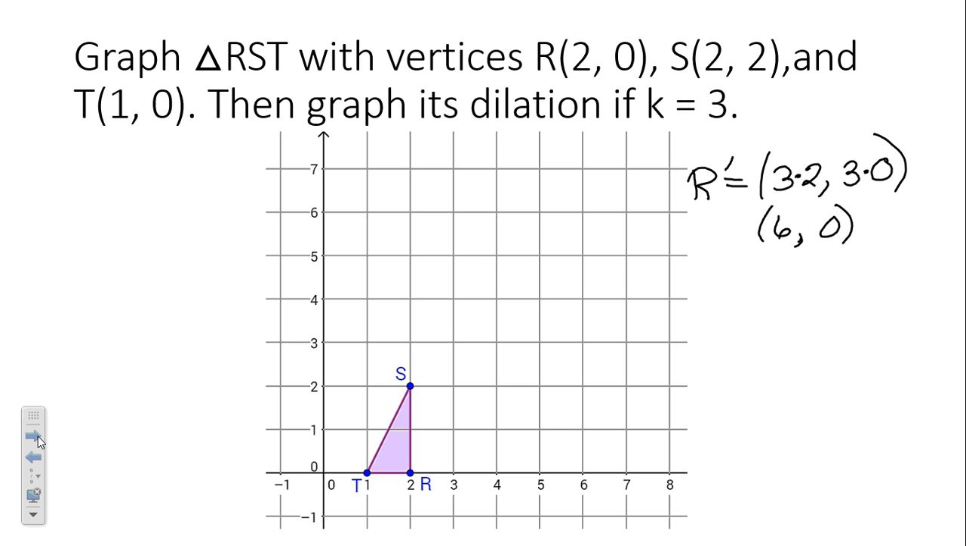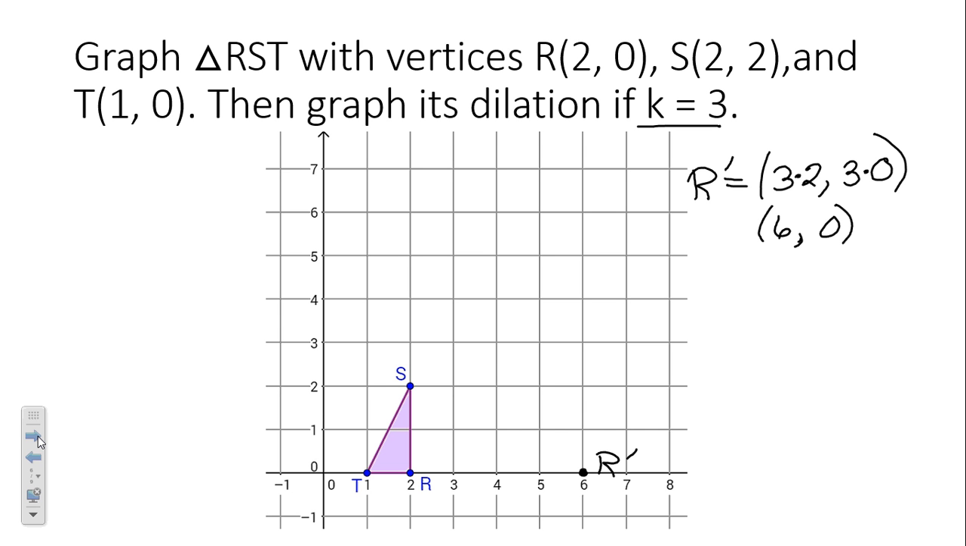So you'll plot your new R prime and label it. We plotted these 3, and that's our small triangle, that's our preimage. And now we're going to multiply. If k was 6, we take 6 times everything. But in this case, k was 3, so we took 3 times the 2 and 3 times the 0, and we got 6, 0. So our new R is at 6, 0. That's just R.